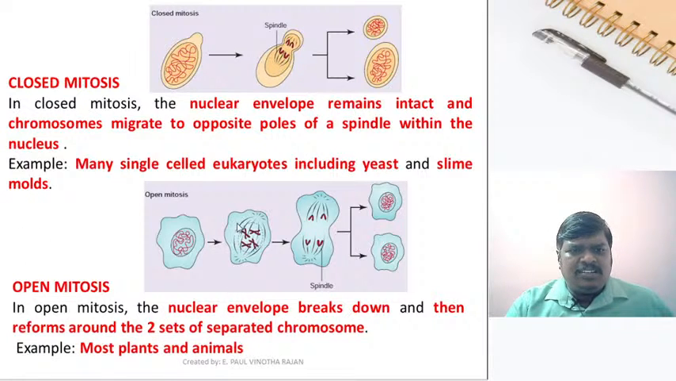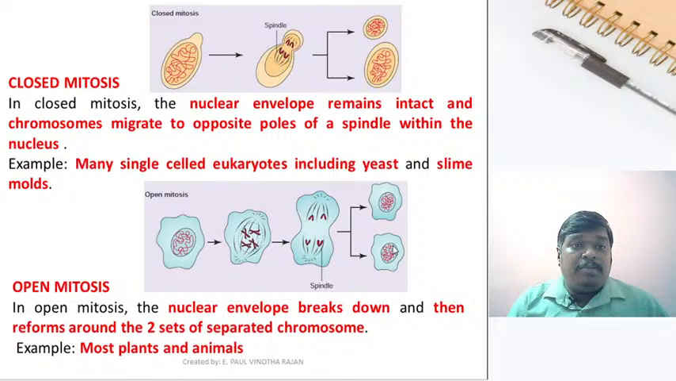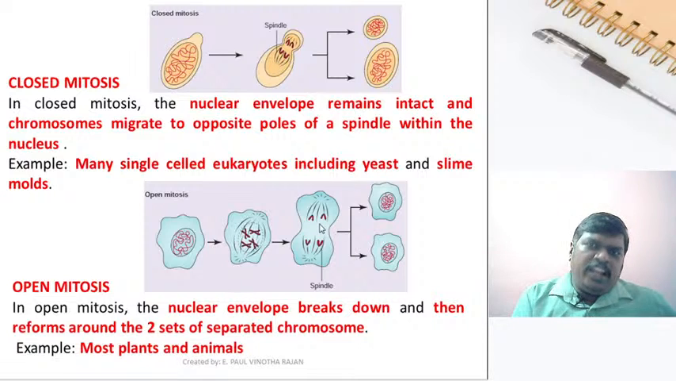Next is called open mitosis. In open mitosis, this nuclear envelope will disappear and finally it will reappear. You got it? The nuclear envelope is here. During the cell division process, it will break down, and at the final stage it appears again. So the disappearing and reappearing of the nuclear membrane takes place in open mitosis, whereas in closed mitosis, the nuclear envelope remains intact.